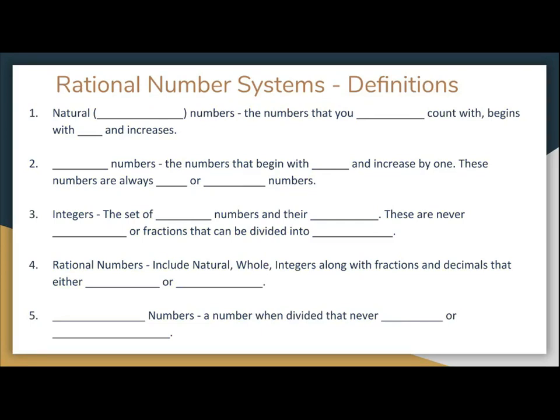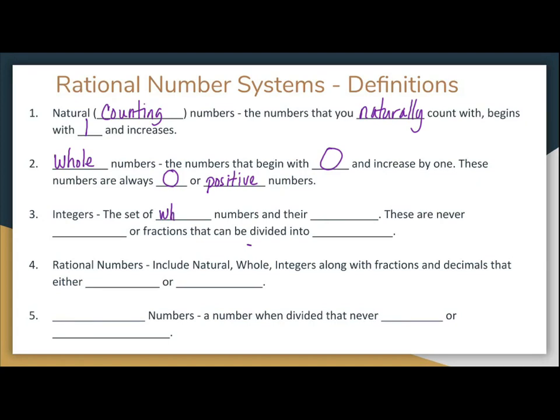So what exactly are these numbers? Well, natural numbers, which we also call counting numbers, are the numbers that you naturally count with. These are the numbers that if you were counting Skittles in a bag, you would count with. You would start with 1, of course, and increase from there. Whole numbers, on the other hand, begin with 0 and increase by 1. These numbers are always the number 0 or positive numbers. Whole numbers are never negative.